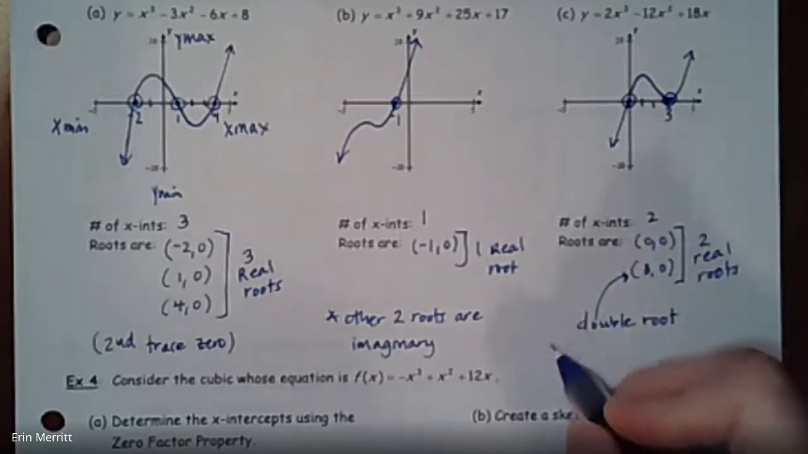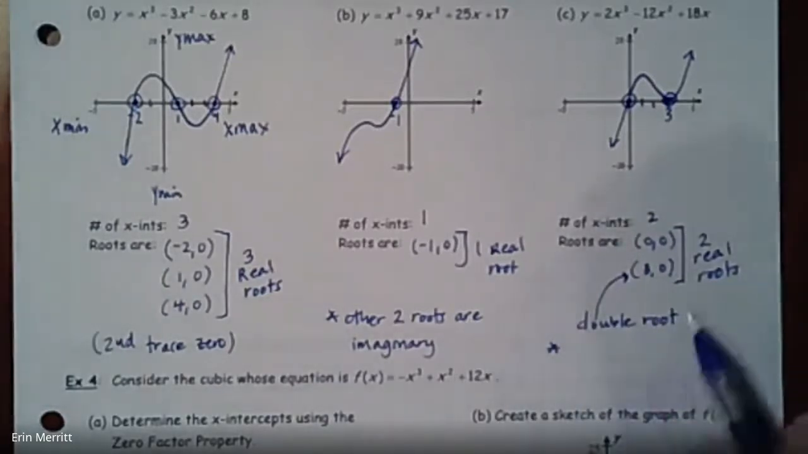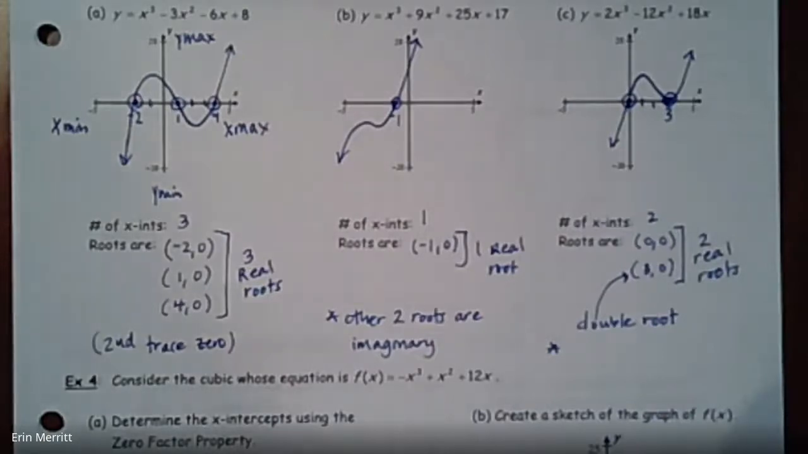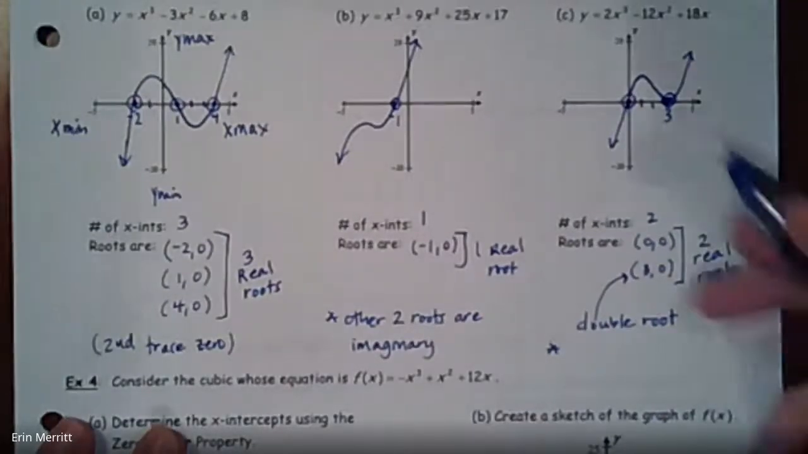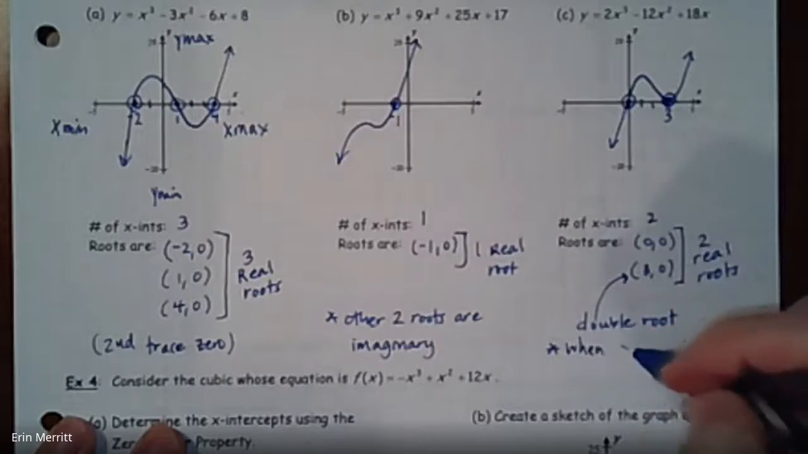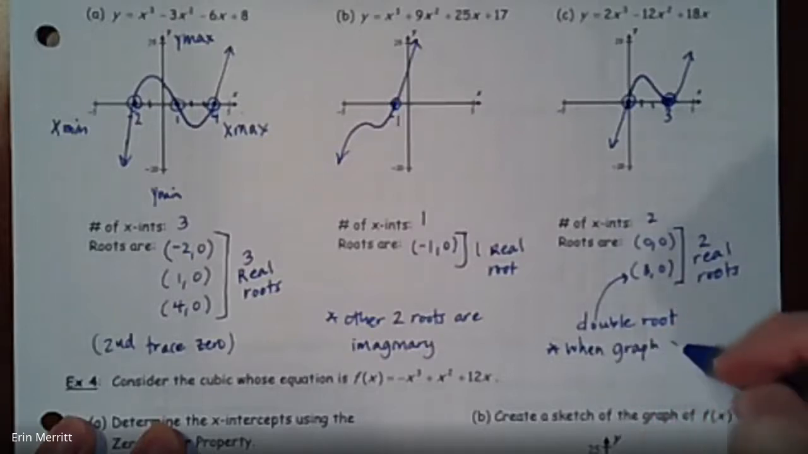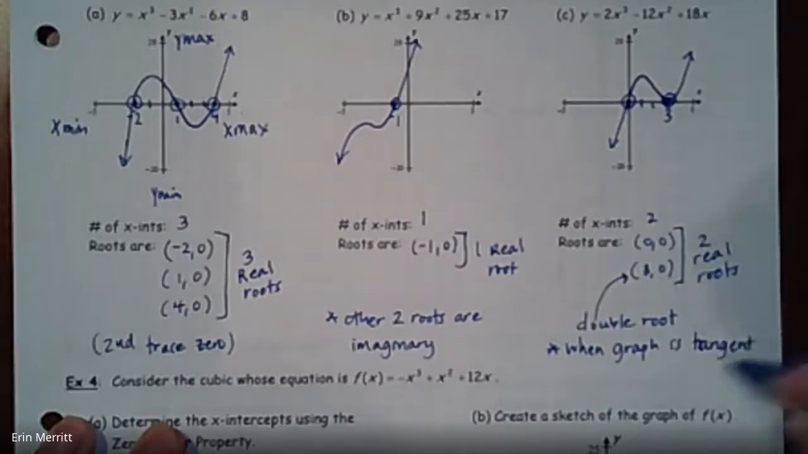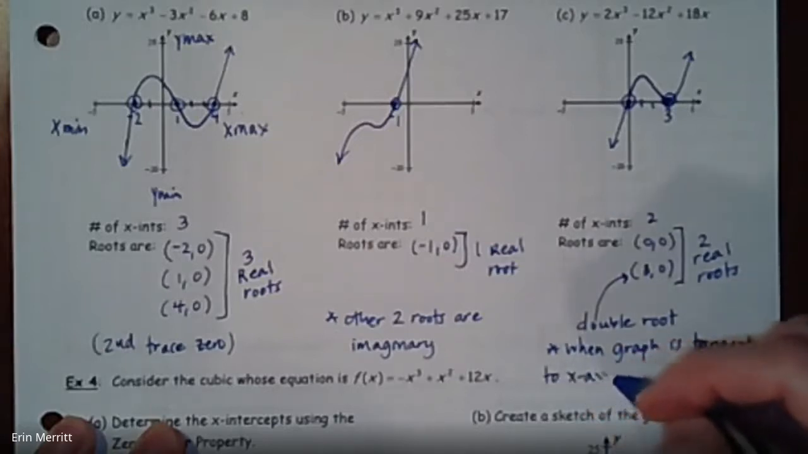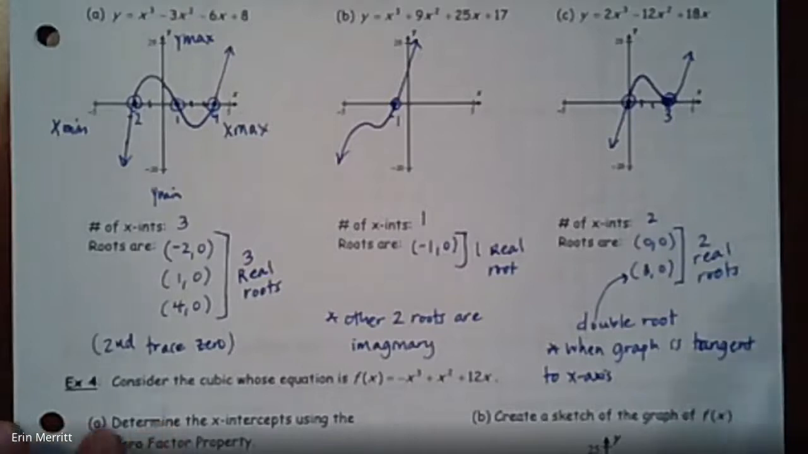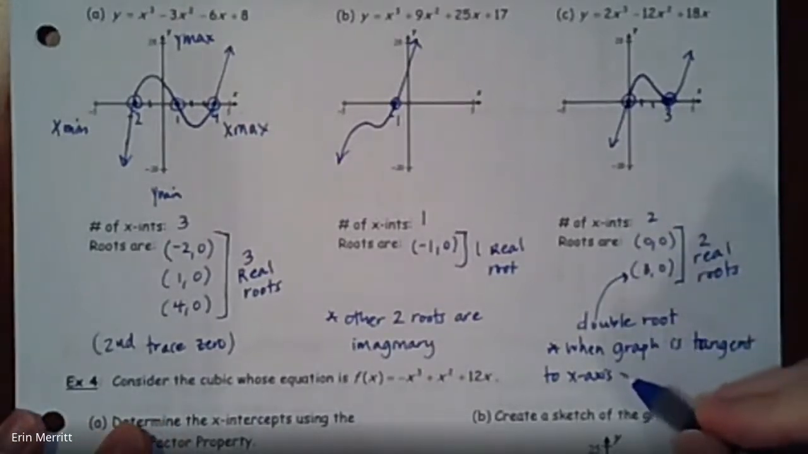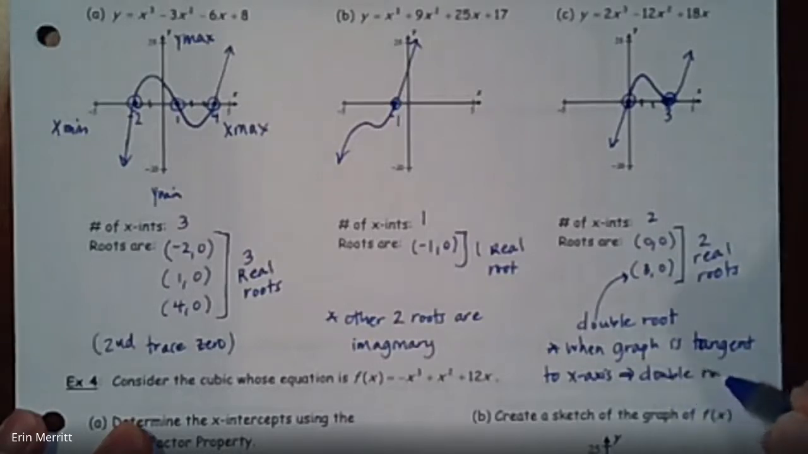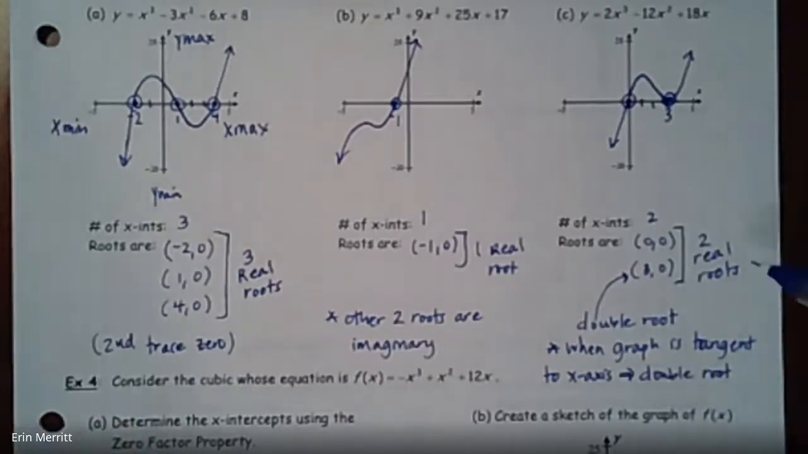So just like with a parabola, when it had a double root, it would be tangent to the x-axis and it would only really hit once. Same thing here. All right, so I'm going to say when the graph is tangent to the x-axis, this is a double root. So really you do have 3 real roots. It's just one is doubled.